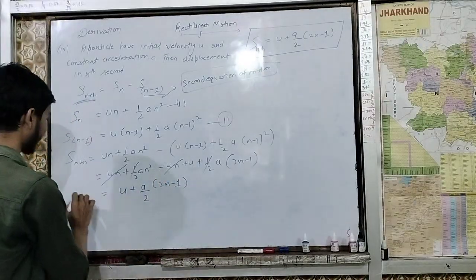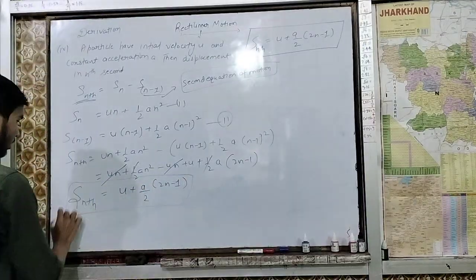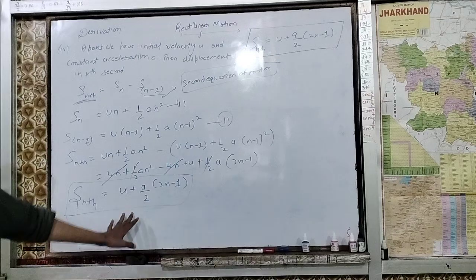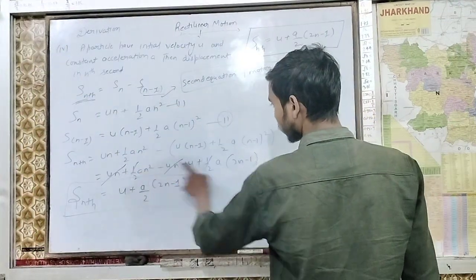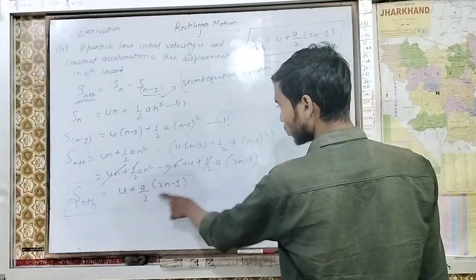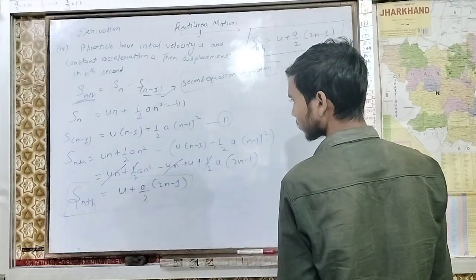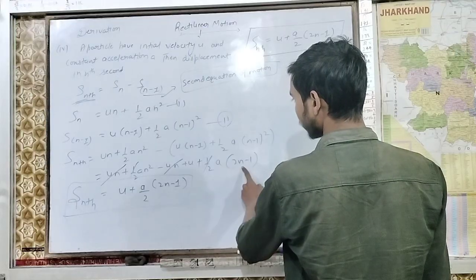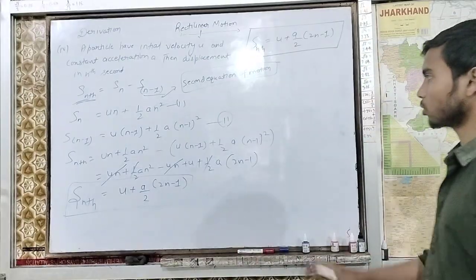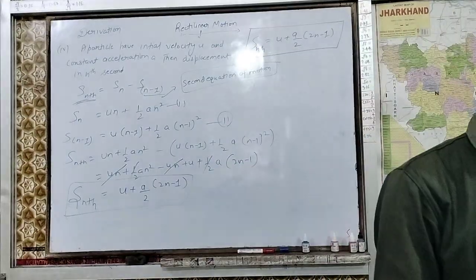So finally we got this without making a mistake. The terms are cancelling each other, u, a as it is, then we have 2n minus 1. That is how you derive any equation of motion.